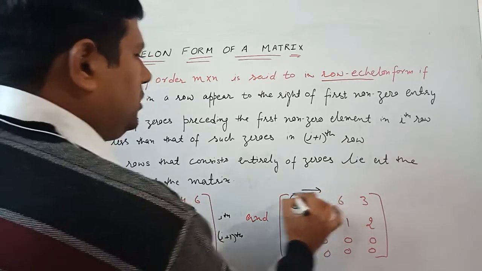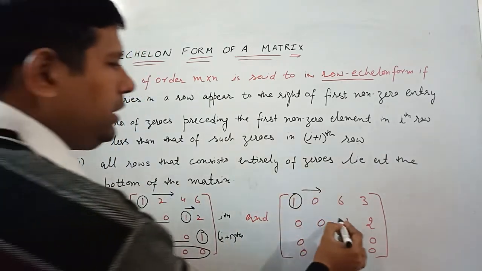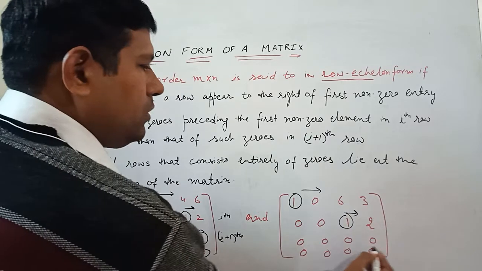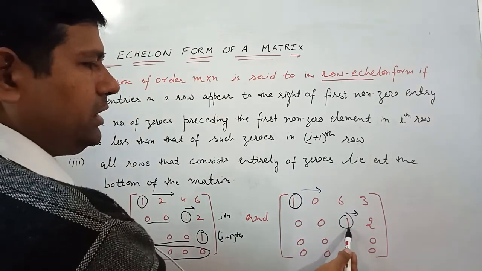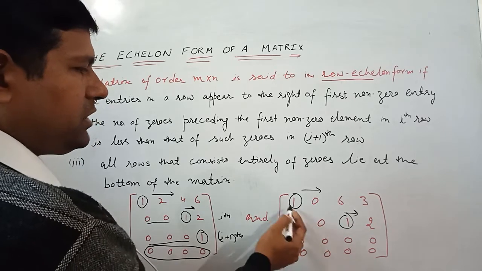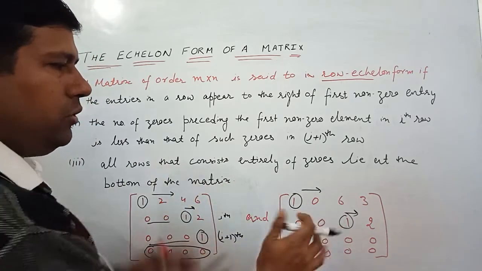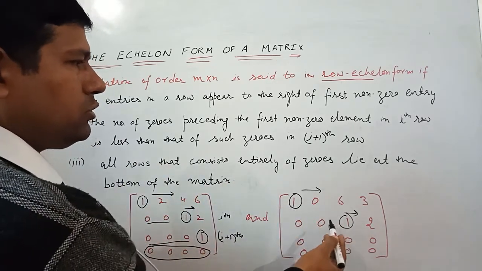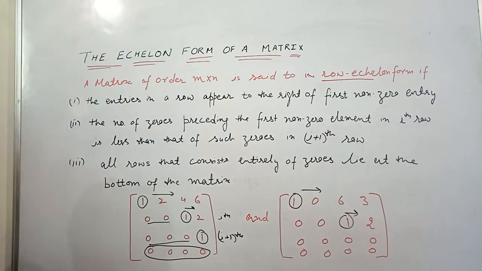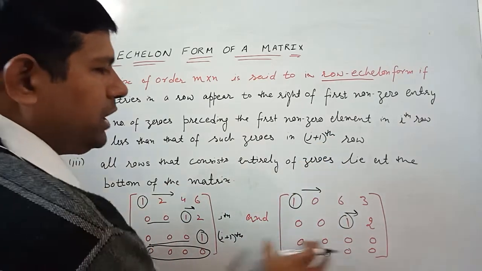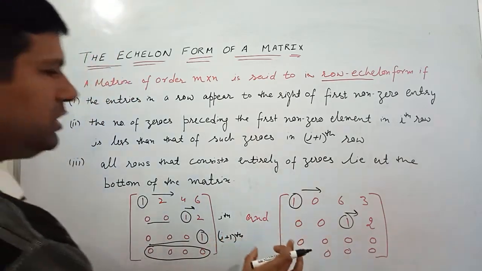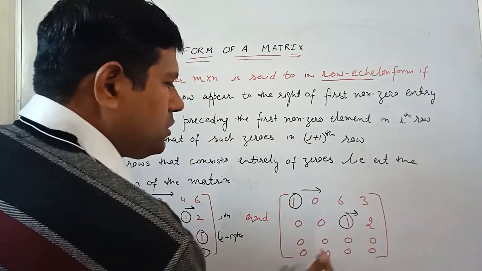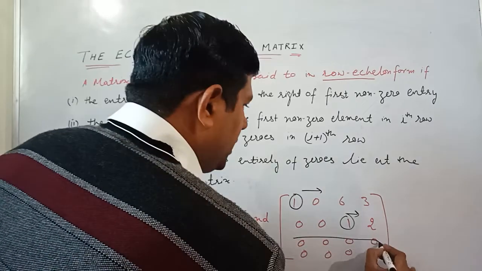entries appear to the right of the non-zero entry. Okay, and the number of zeros preceding non-zero entries: in this case there is no zero, in this case there are two zeros. So the second point is satisfied. And the third point: if there are rows that consist of all zeros, they are taken at the bottom.